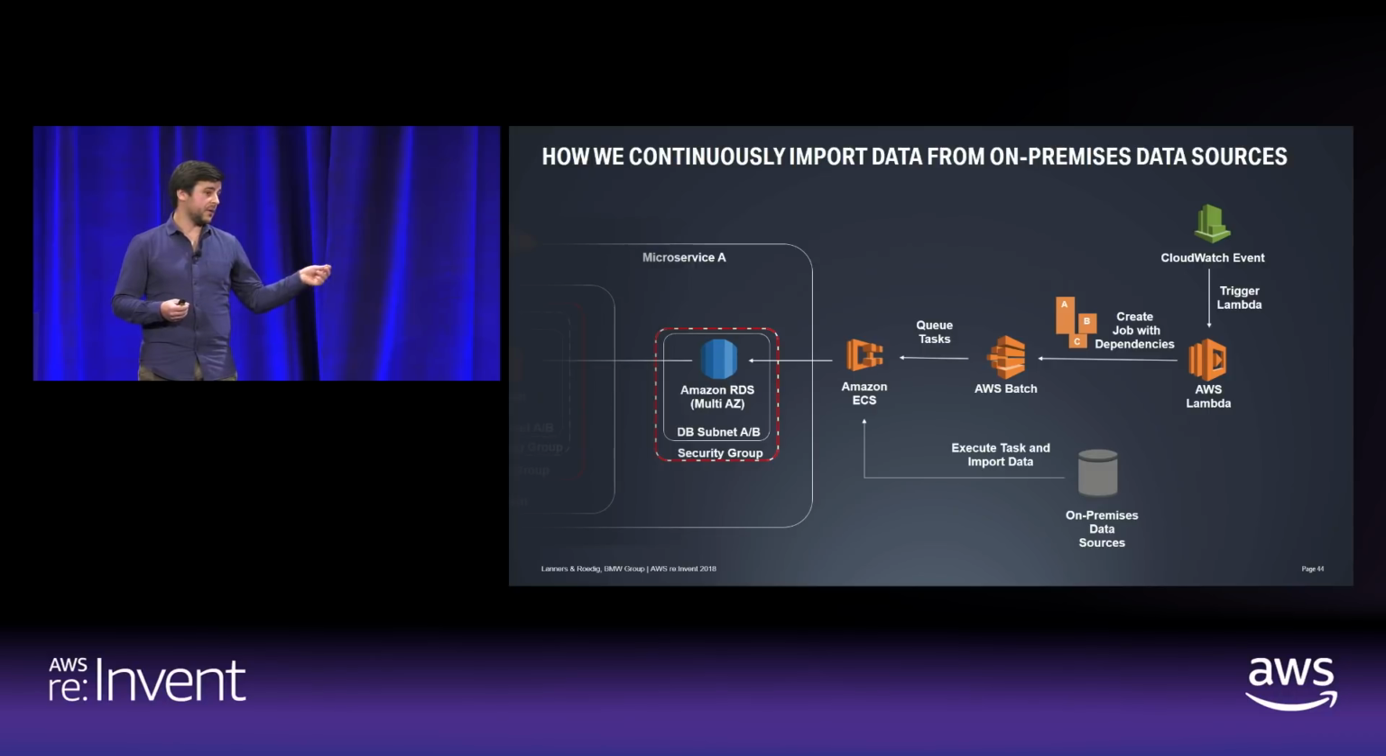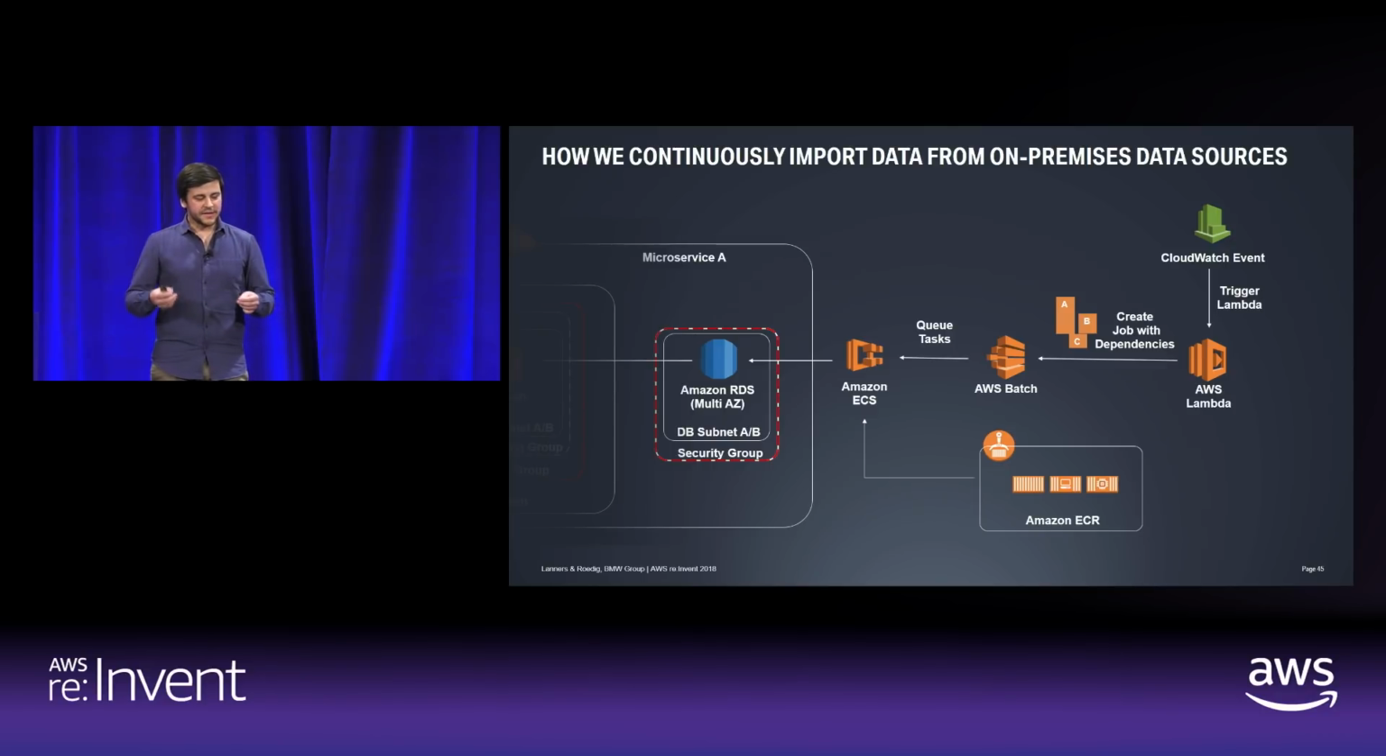The dependencies you have seen before are handled through the depends-on property within AWS Batch. Our ECS clusters use spot instances to reduce the costs. In addition, we use this setup not only for the data imports, we also use it for some offline data processing, which runs in a Docker container.